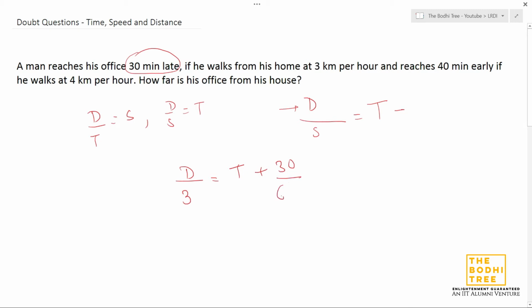time will be t plus 30 by 60. Make sure you convert this into hours. Don't keep it in minutes, right? Because all these are in kilometers per hour. Alright, this is the first equation that we get.